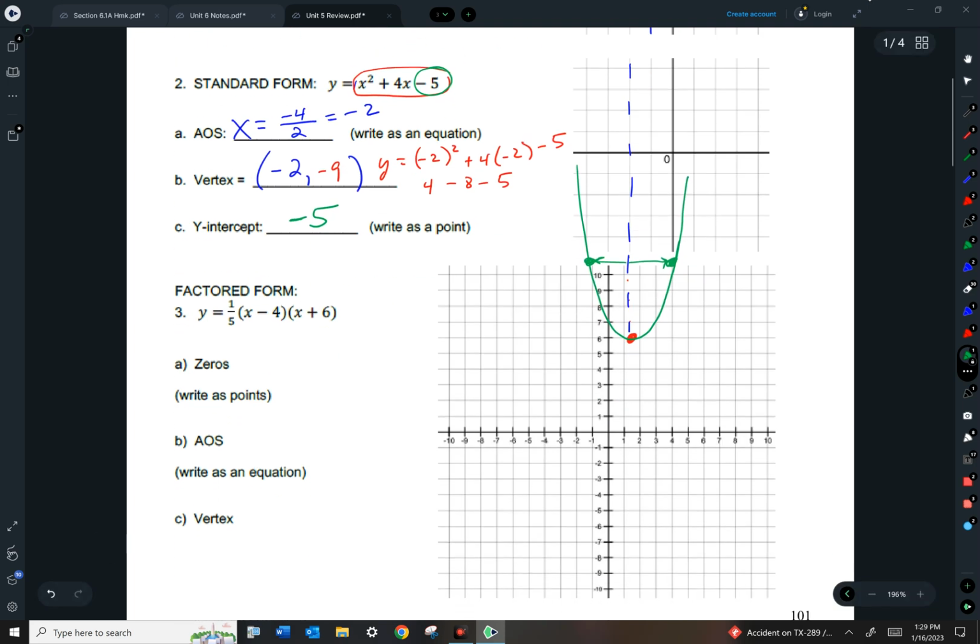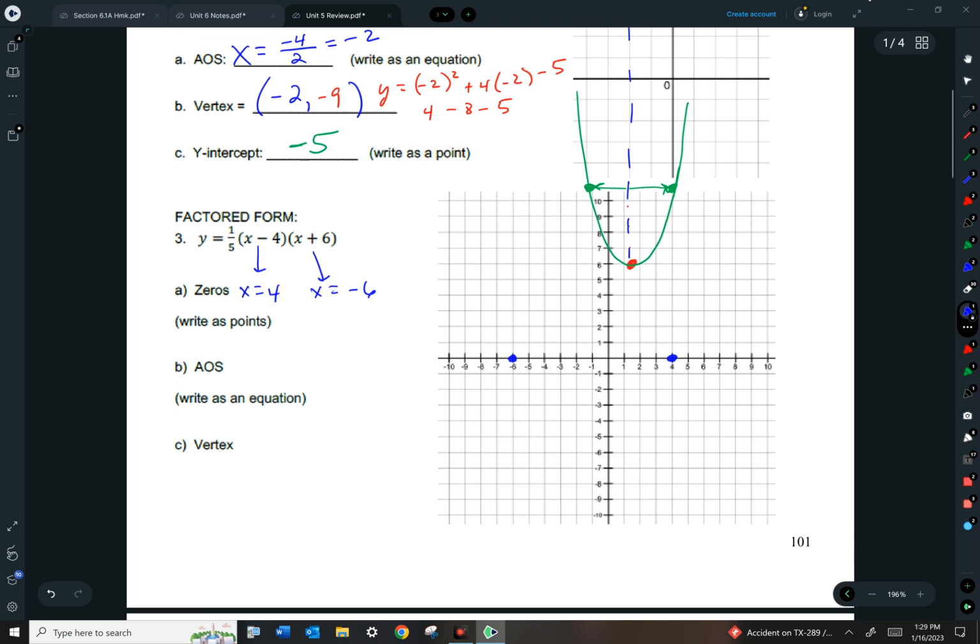Okay, in factored form, so this was a different section, and notice number 3 is already factored for you, so you don't have to factor it. Remember, the value of factored form is that it tells you the zeros, right? The zeros are the solutions, and the solution to the first parenthesis would be x equals 4, and the solution to the second parenthesis would be x equals negative 6. That means those are the x-intercepts, those are the zeros. So this parabola hits the x-axis at positive 4 and negative 6.